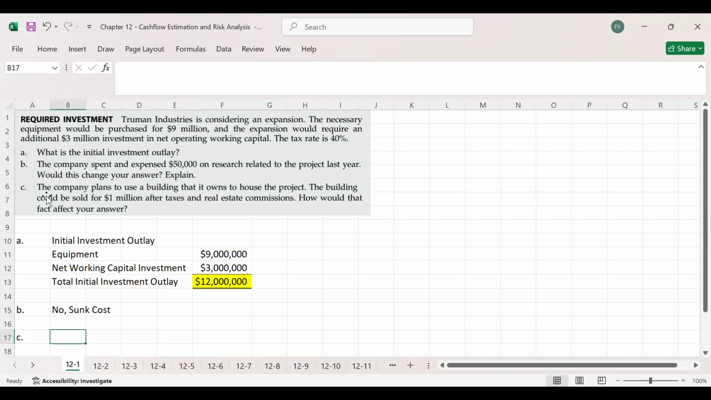Next, the company plans to use a building that it owns to house the project.